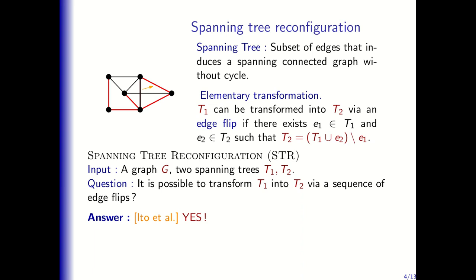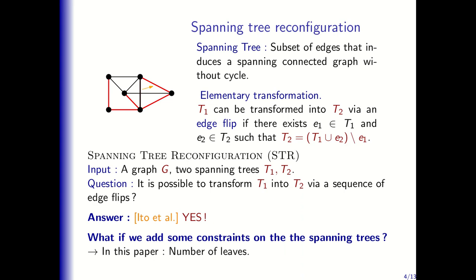Okay, so the answer to this question is very simple, but we can ask, what happens if we add some constraint on the spanning trees? Because in real life, in many cases actually, you have some constraint on the spanning trees, for instance the number of leaves. And so in this paper, we focus on what happens if we add some constraint on the number of leaves.